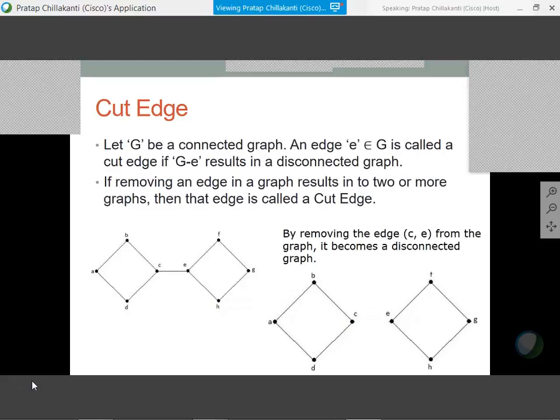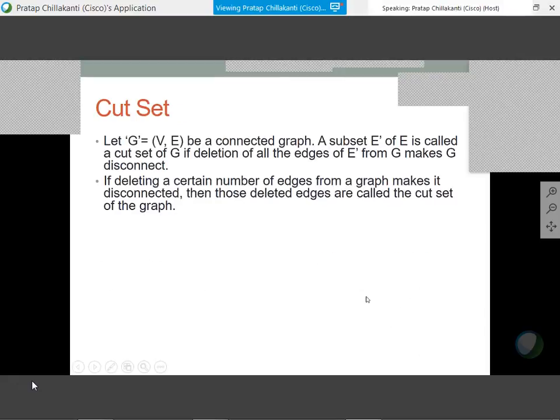The graph becomes disjointed. Okay? So in this case, if you remove the edge CE, then you will be left with 2 disjointed graphs. So you have cut vertex, you have cut edge. Everyone understands those 2 concepts? Excellent.